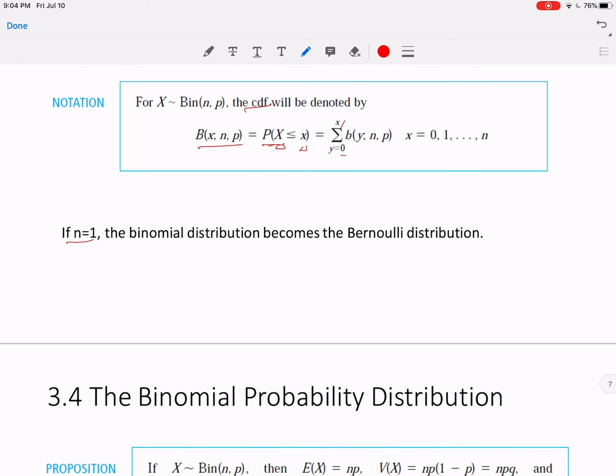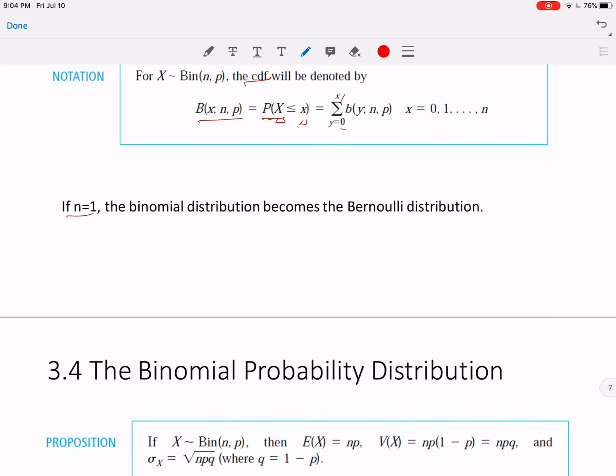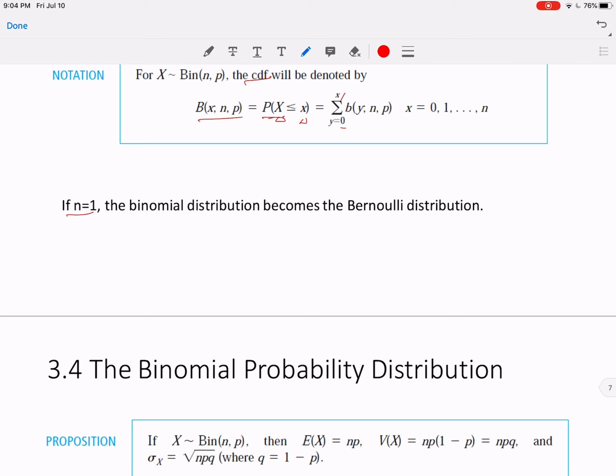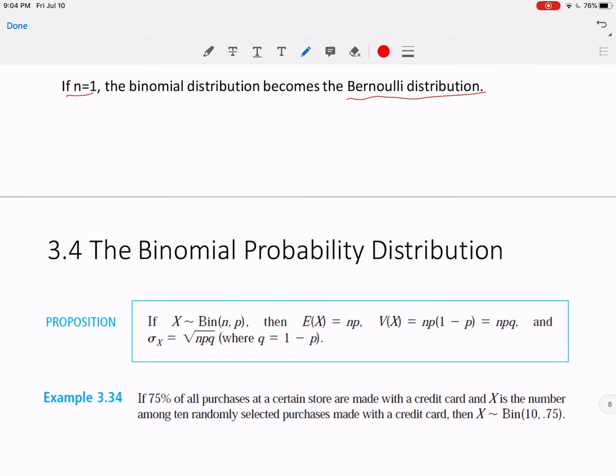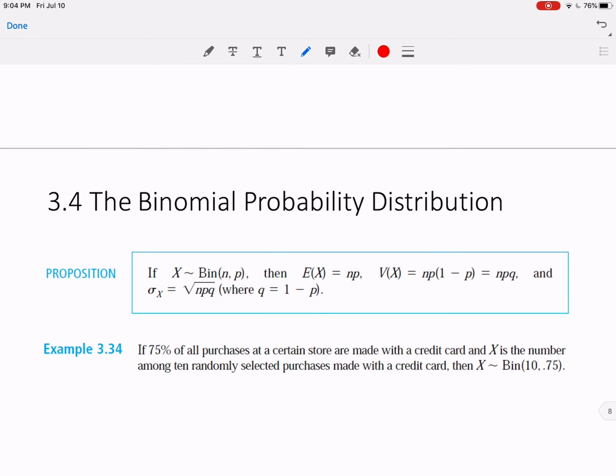Why? Because we know that if a random variable is a Bernoulli random variable, that means the possible outcomes of this kind of random variable are only 2, success and failure. And if n is equal to 1, that means we only conduct the experiment one time, and this experiment only has 2 possible outcomes. Then we call it a Bernoulli random variable. Of course, the distribution of it is called the Bernoulli distribution. That's just a special case. Okay? All right.